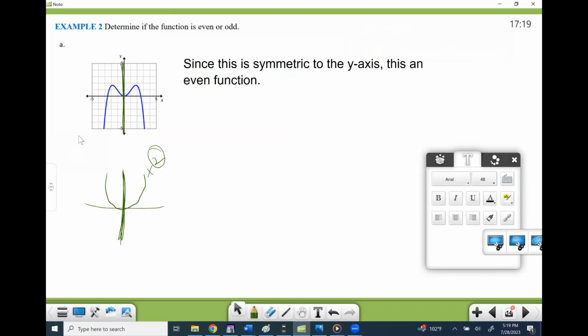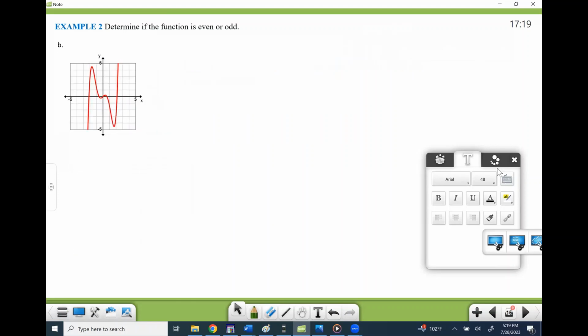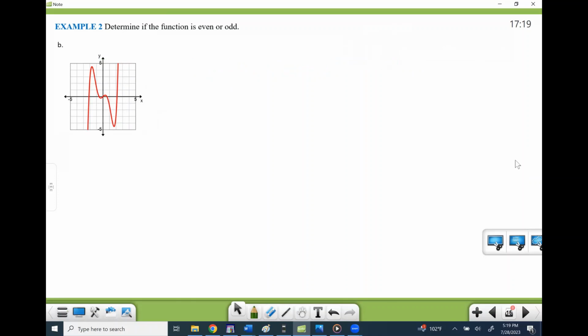All right, let's check the next one, see what it holds. Let's see what this looks like. Okay, this one's definitely not symmetric to the y. It's also not symmetric to the x because we would expect a point like this to come down and end up around right here, right? That would be symmetry to the x-axis. So this is symmetric to the origin.